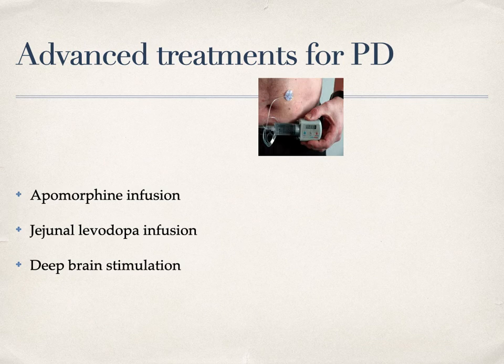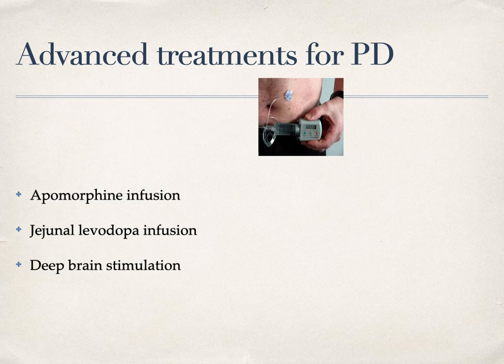So the picture here is actually an apomorphine infusion. It's a small subcutaneous needle connected to a pump which delivers apomorphine. So that drug has nothing to do with morphine at all. Apomorphine is a dopamine agonist, just like pramipexole or rotigotine or all those classes of drugs that we just talked about.